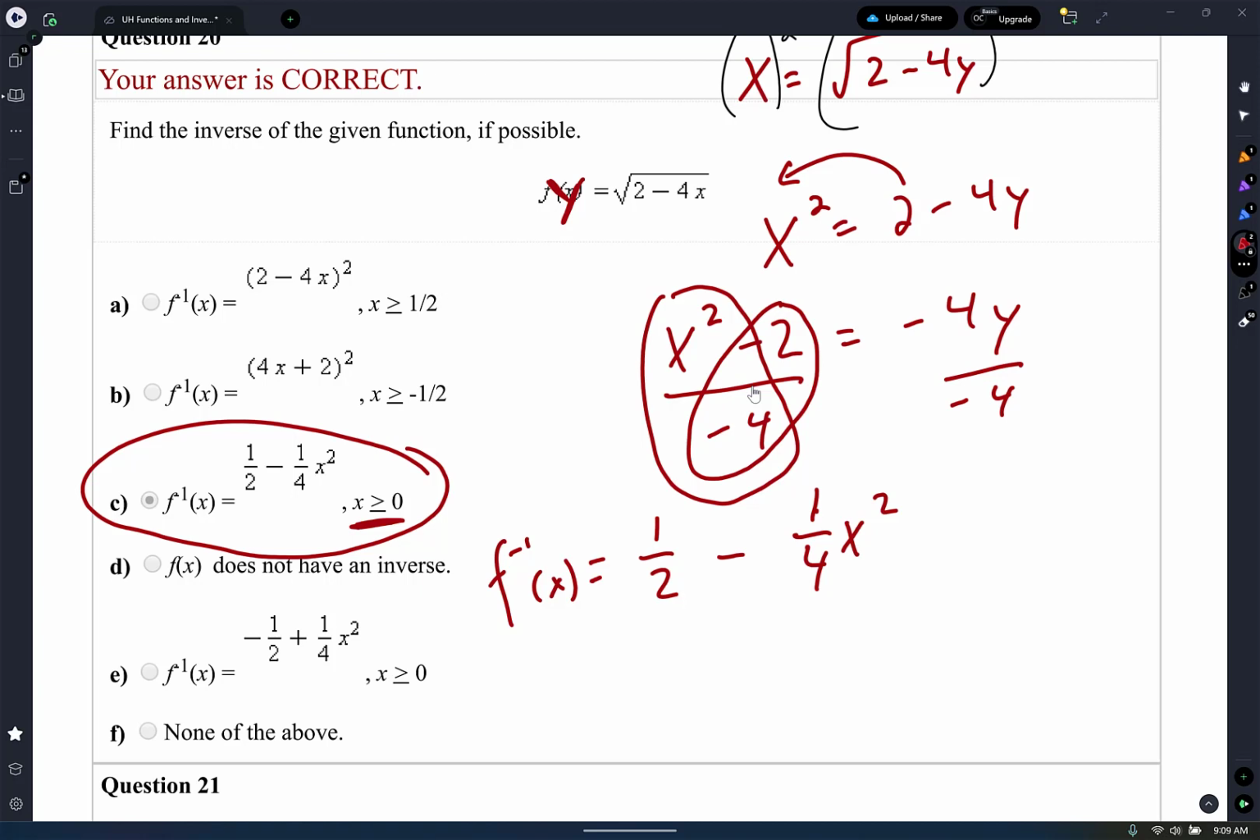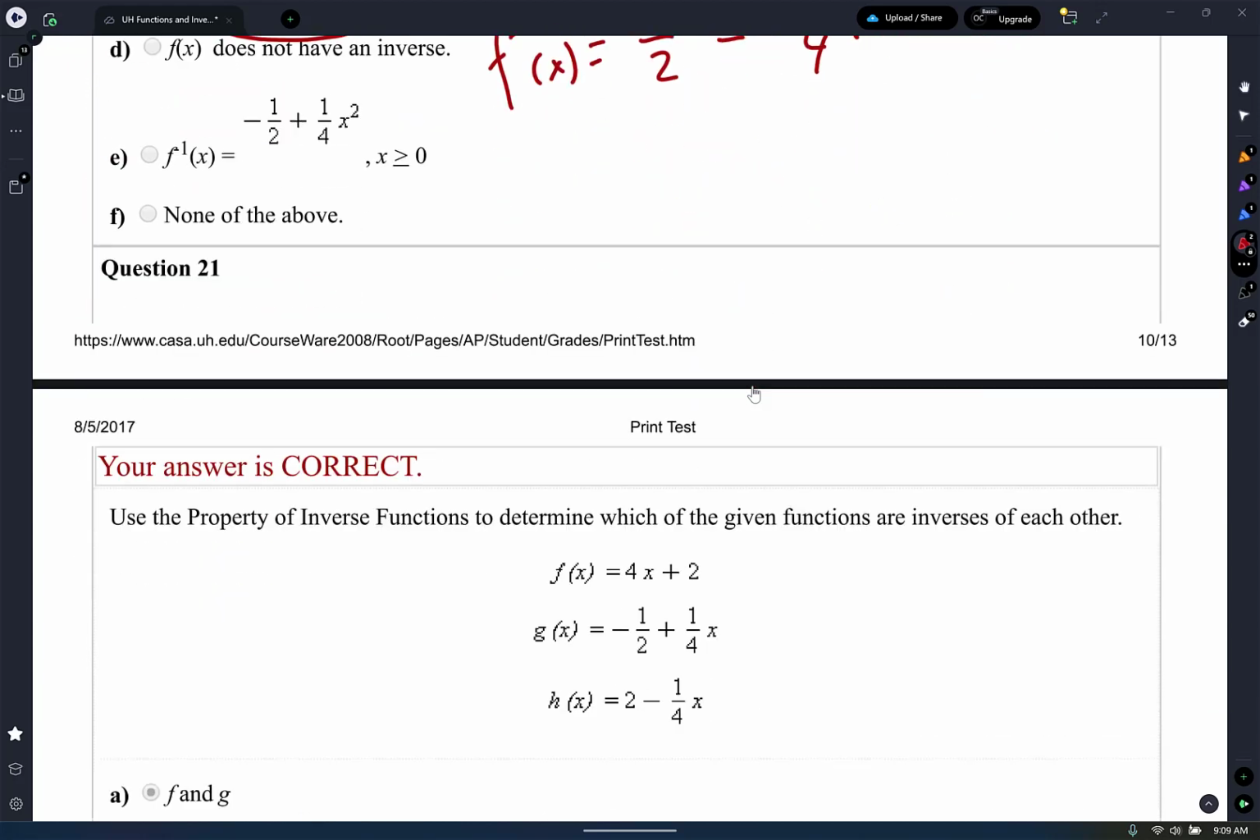What's the range of this function? Well, the smallest it can go, the output is 0. So that means my domain has to be x greater than or equal to 0. The range of the original is the domain of the inverse. Cool or not cool? Cool. All right, let's go. Keep going.